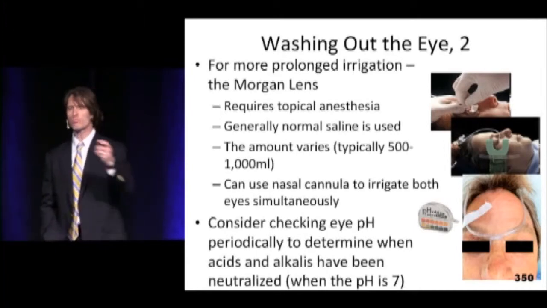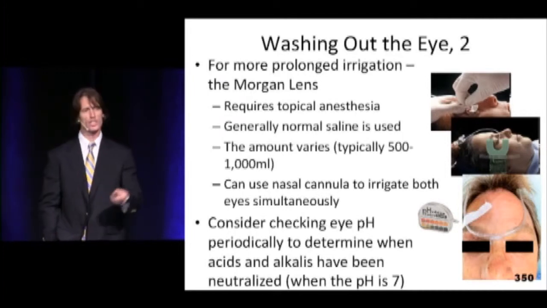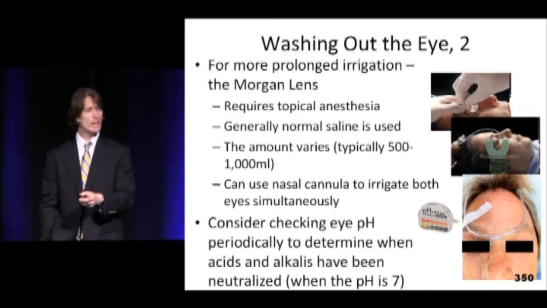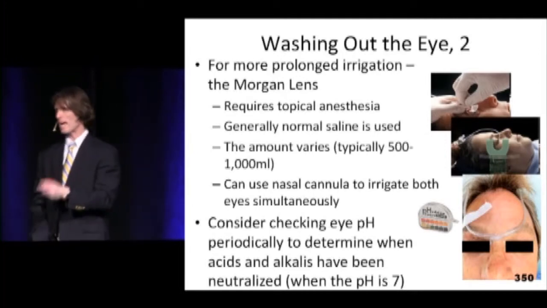and it continues to burn. It can continue to ruin the eye and damage the eye. So until that pH is consistently at 7.4, they're not going home. They might have to be admitted for continuous irrigation. That doesn't happen with acid burns.